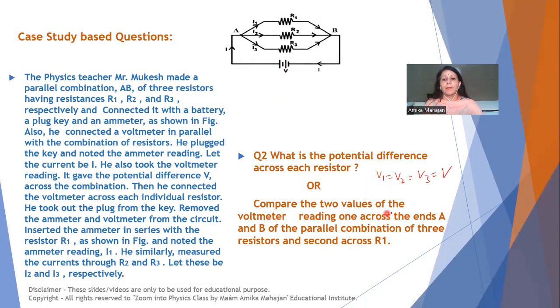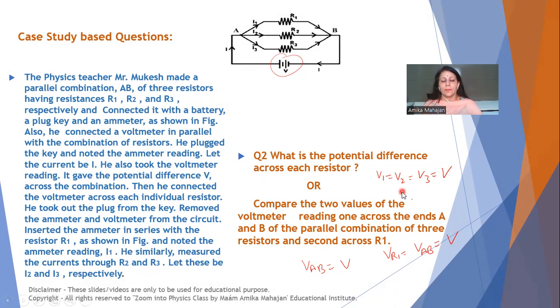Or part, compare two values of voltmeter reading, one across R1 and one across AB. जब हमने AB के क्रॉस लगाया तो वो जो वोल्टेज होती है वही वोल्टेज किसके क्रॉस होती है? इंडिविजुअल कंपोनेंट के क्रॉस. और ये जो AB के क्रॉस वोल्टेज होती है, ये वो वोल्टेज होती है जो हमने सोर्स लगाया होता है उसकी वोल्टेज की. इसका मतलब क्या हुआ? वोल्टेज अक्रॉस AB V के इक्वल, तो वोल्टेज अक्रॉस R1 वोल्टेज अक्रॉस AB के इक्वल होगी, तो वो भी V होगी.